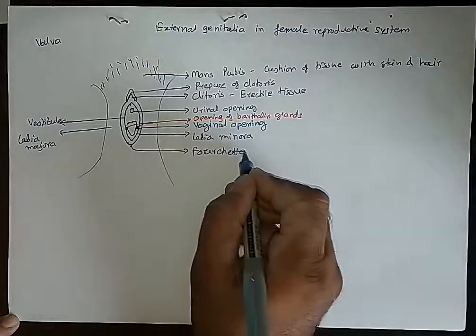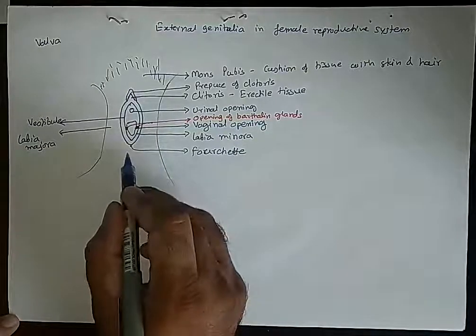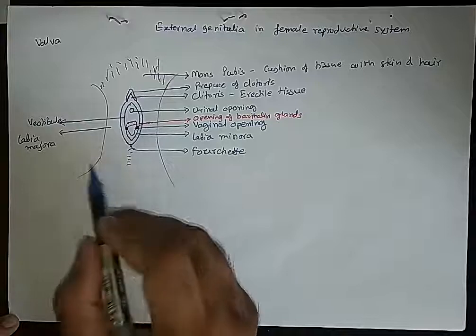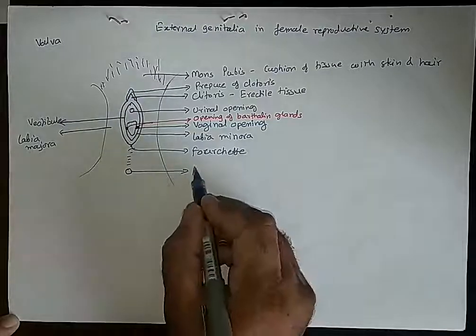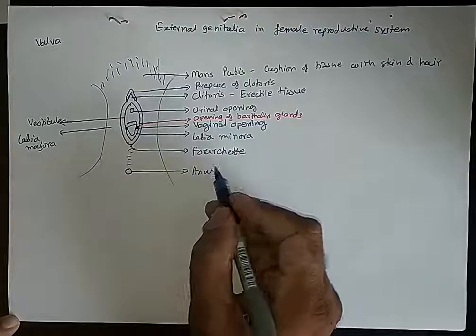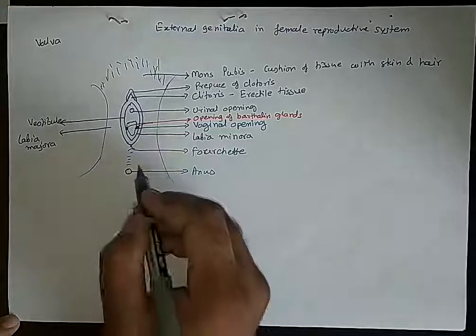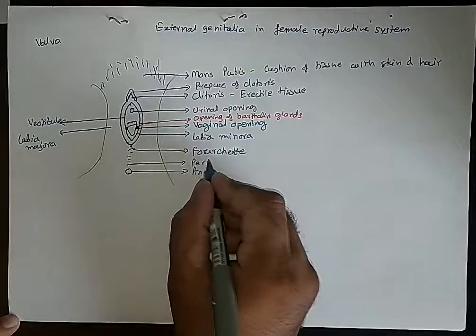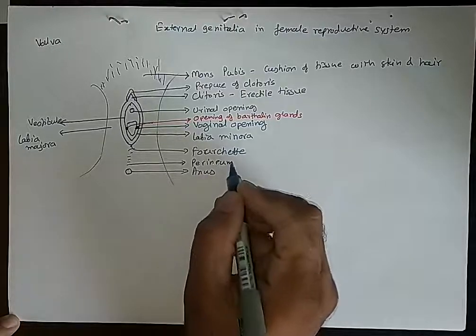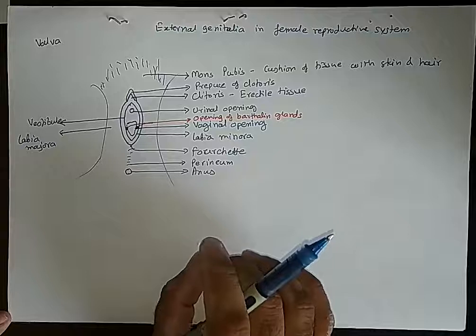That part is called the fourchette. After that there is the anus, and the region between the fourchette and anus is called the perineum. So this is the external genitalia in the female reproductive system.